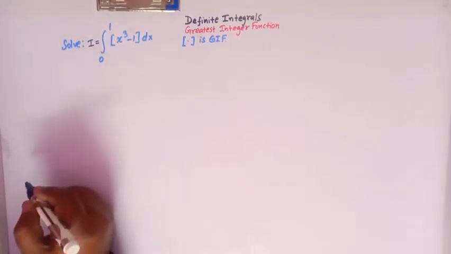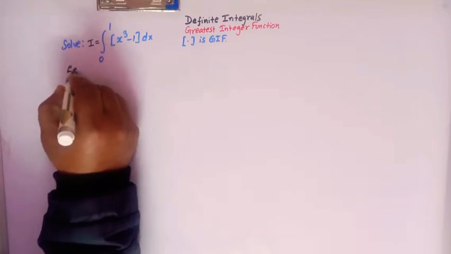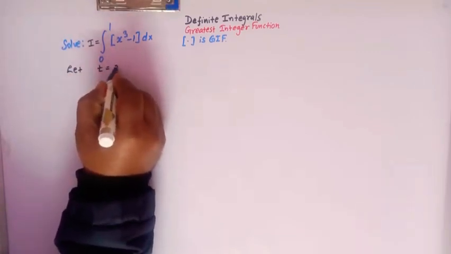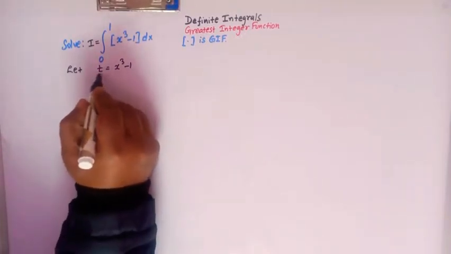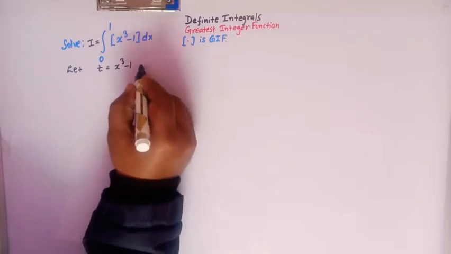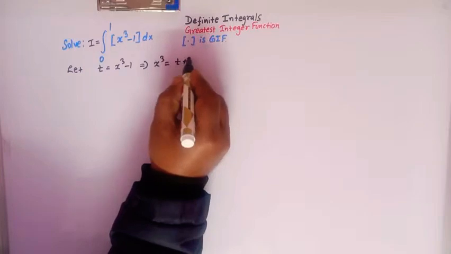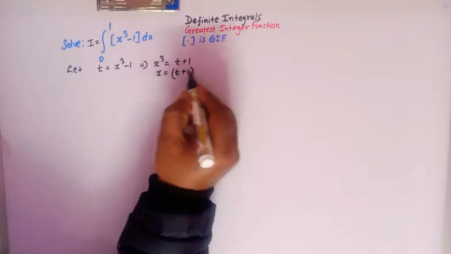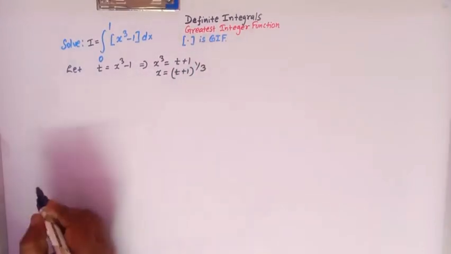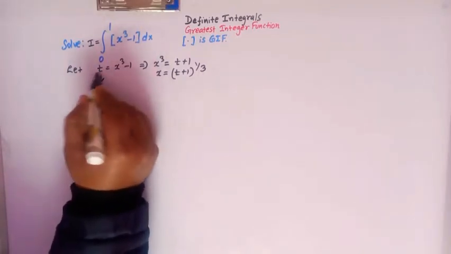Now here once again we are going to take up the method of substitution. So let us take t is equal to x cube minus 1. So we are assuming t is equal to x cube minus 1. This implies that x cube is equal to t plus 1 and x is equal to (t plus 1) raised to 1 over 3. Now let us differentiate both sides.